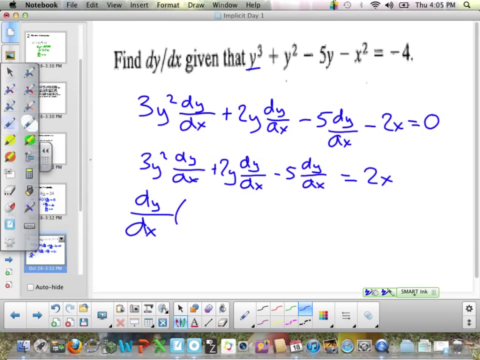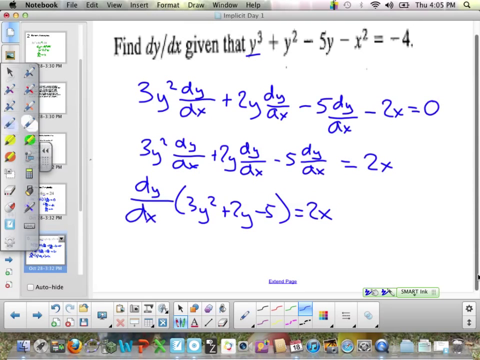When we do that, we're left with 3y squared plus 2y minus 5 equals 2x. And finally, we can get dy/dx by itself on the left side if we divide both sides by 3y squared plus 2y minus 5. So our final answer, our derivative of y with respect to x, is 2x divided by 3y squared plus 2y minus 5.